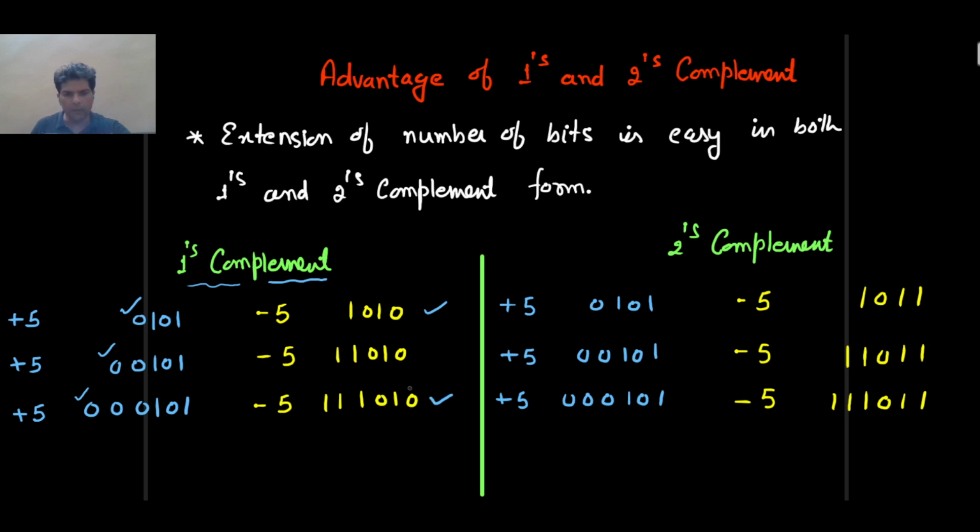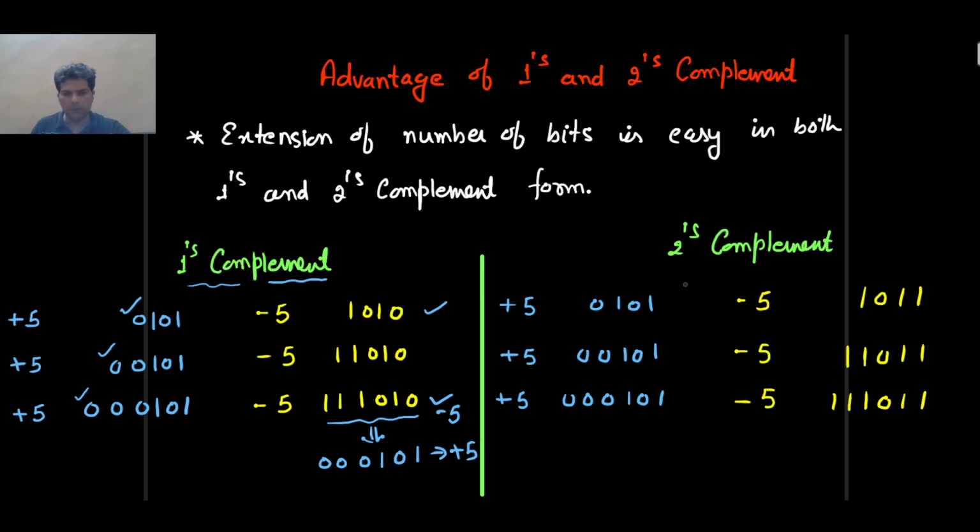How do I know this number is minus 5? Let's take the ones complement of this number. The ones complement is 000101. Now this number is plus 5. So if this number is plus 5, then the original number is minus 5. Clear? In two's complement we can also apply the same concept.